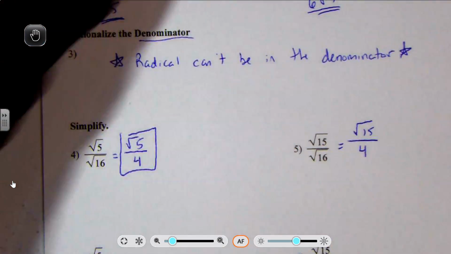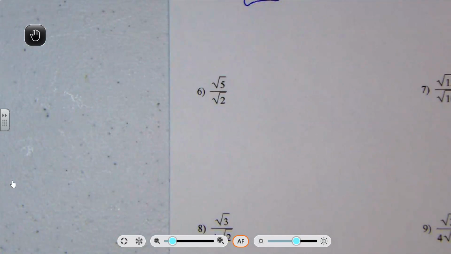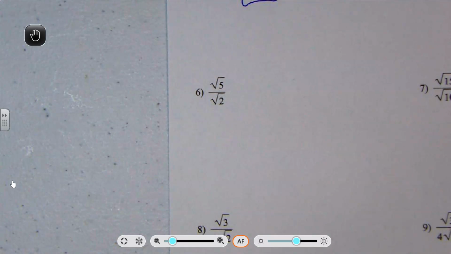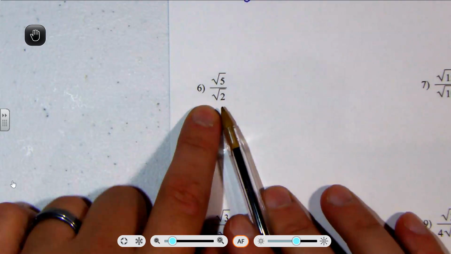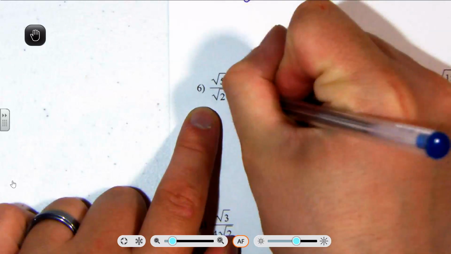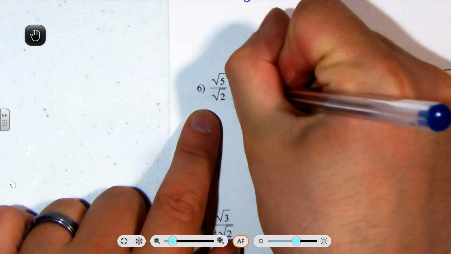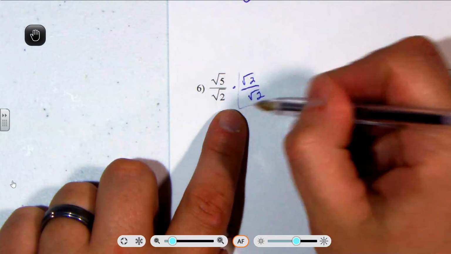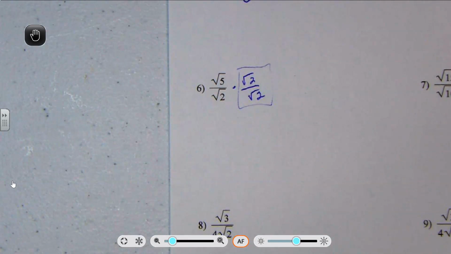Then let's look at the last one. Square root of 5 over square root of 2. Square root of 2 is not a perfect square, so I can't just say 1.4 to get rid of that. In order to rationalize, I'm going to take whatever this denominator is and multiply by radical 2 over radical 2. I'm multiplying by radical 2 over radical 2 because radical 2 is in our denominator, and radical 2 over radical 2 is really just multiplying by 1. And if I multiply anything by 1, it doesn't change it.